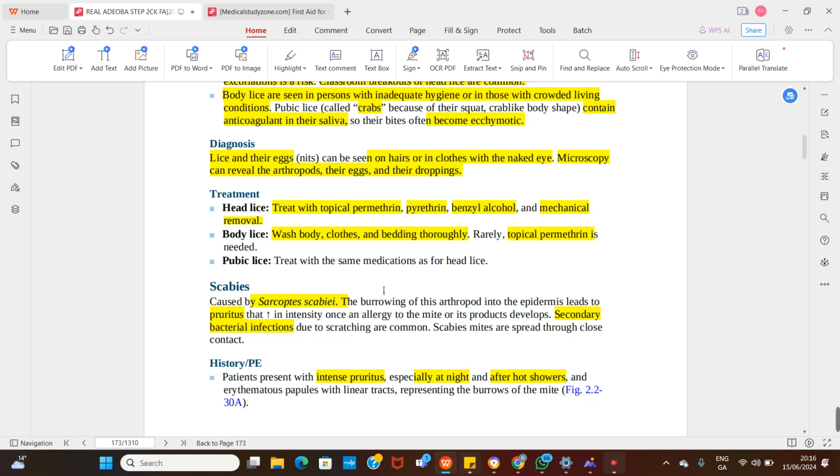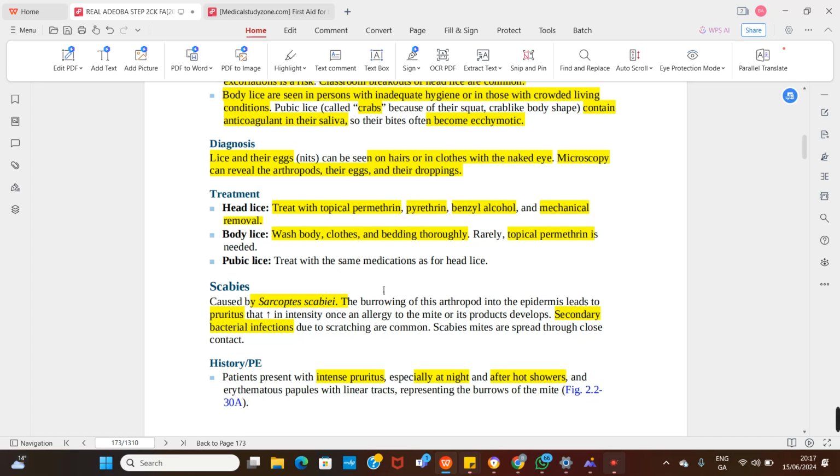So because of this severe pruritus, that severe itchiness, that individual tends to scratch that area. The constant scratching brings about the excoriation and a break in the skin barrier. So there are open sores in the skin, which allows for bacteria to come in.